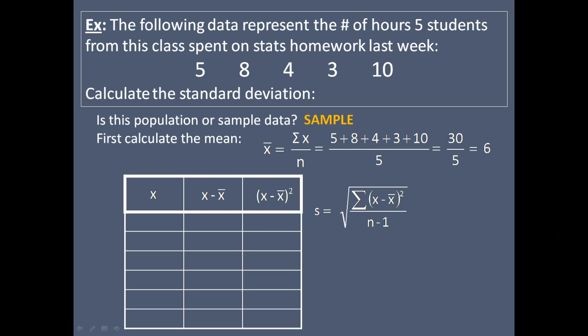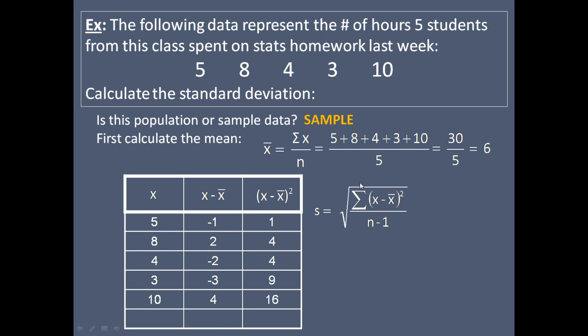Now let's break down what seems to be that ugly bit of the formula into its bits and pieces. We'll deal with the individual observations first. Then within our bracket, we have the individual observation minus the mean. So 5 minus my mean of 6 is -1. 8 minus the mean of 6 is 2. So on and so on down the road. Once we've done all the operations within the bracket, we can go on and square those values. -1 squared is 1, 2 squared is 4, -2 squared is 4, and so on.